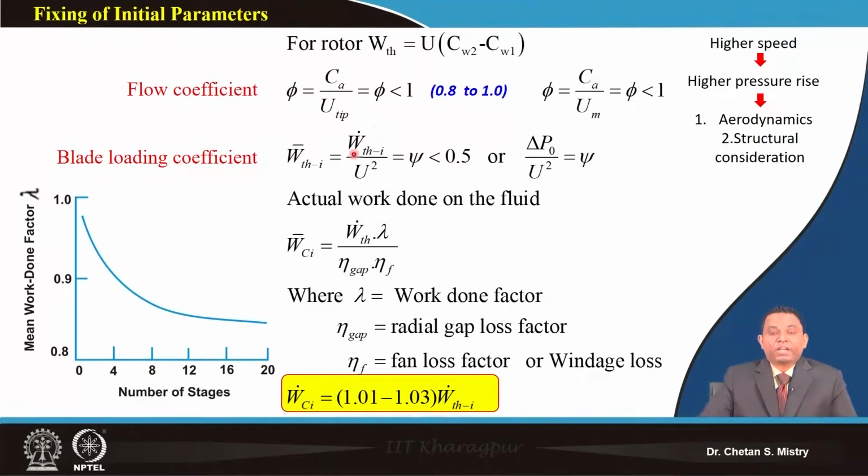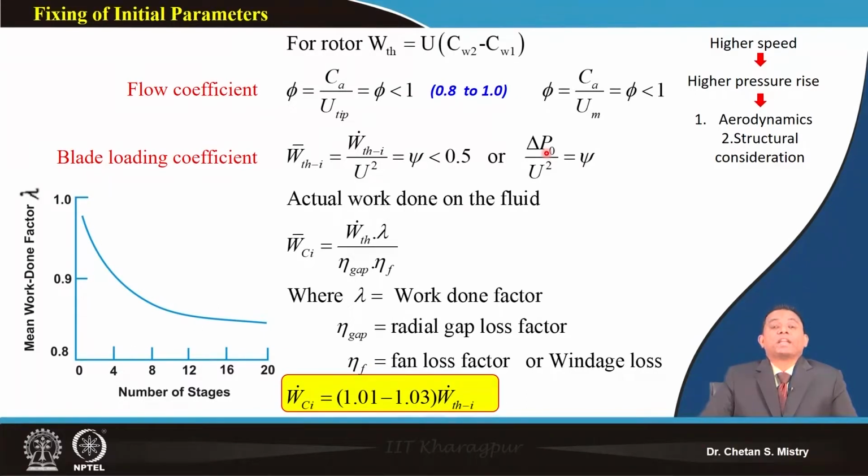That is nothing but work done divided by u square, and it needs to be less than 0.5. If you recall, we also discussed this in the last module. We can also define it as delta P0 by u square. In some of the literature, people define it as delta H by u square.